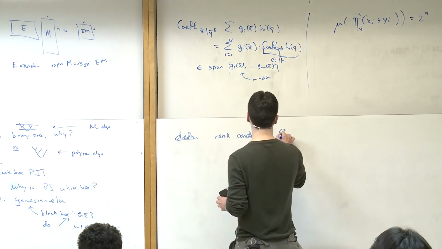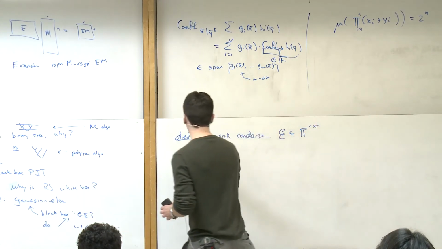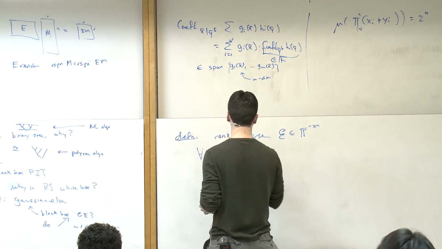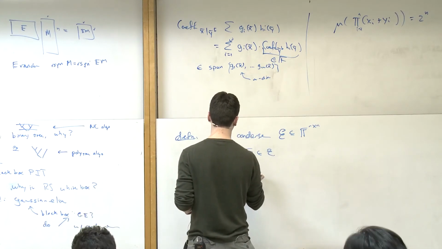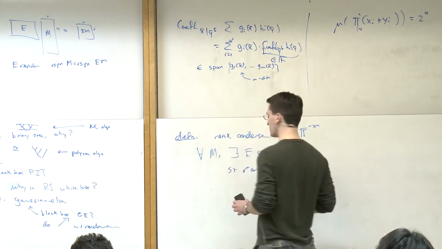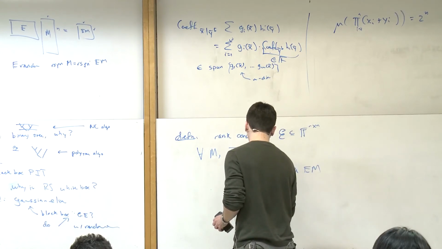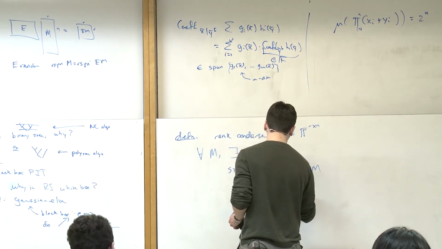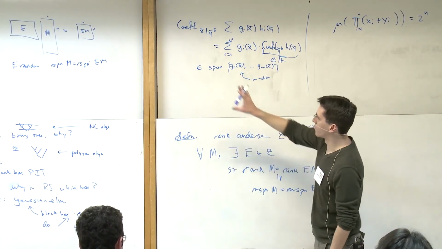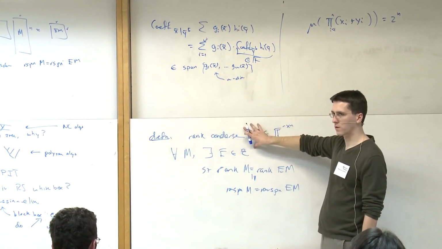Right? So a rank condenser is a collection of matrices E of R by N such that for all M, there exists an E in curly E such that the rank of M is equal to the rank of E times M. And this condition here is equivalent to saying that the row span of M is equal to the row span of EM. Okay, so basically the amount of randomness used in this process corresponds to the size of our rank condenser.